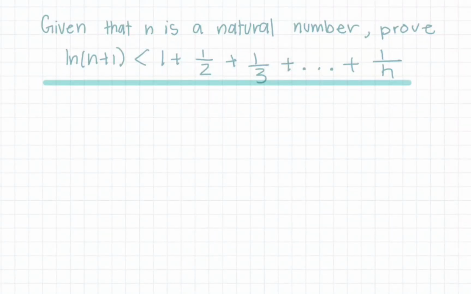Hey guys, today we're going to be solving this problem: given that n is a natural number, prove that natural log of n plus 1 is less than 1 plus 1 over 2 plus 1 over 3 plus ... 1 over n. We solved a few questions like this on my channel previously, but in case you haven't watched those videos, that's perfectly fine. I'm going to be explaining the whole procedure and the solution on how to prove this inequality in this video as well. So if you know how to do this, or if you just want to give this a try, feel free to pause the video and give this problem a go.